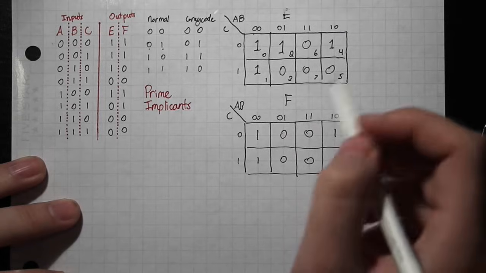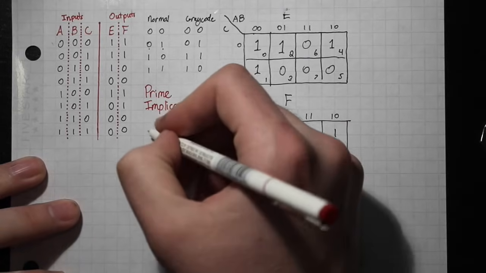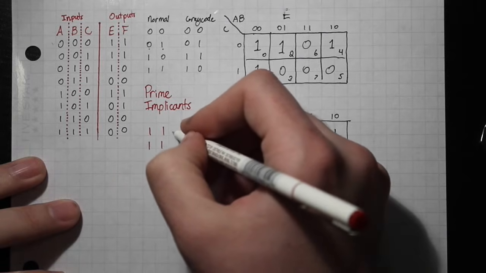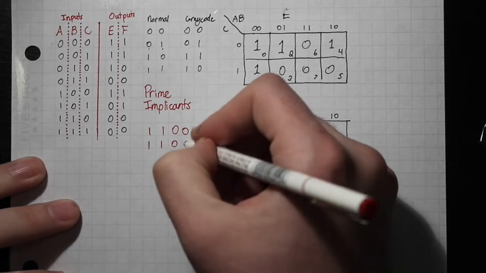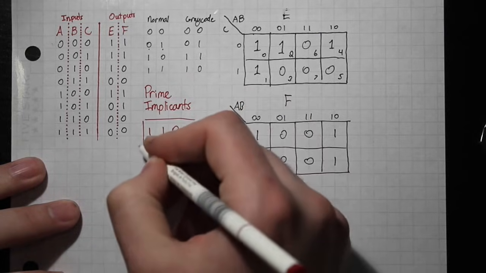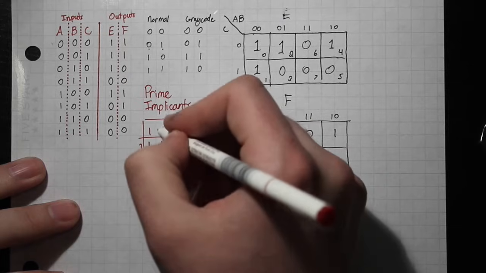So as a quick illustration, imagine I have this layout for a Karnaugh map. So, very generalized. I won't even write the variable names.